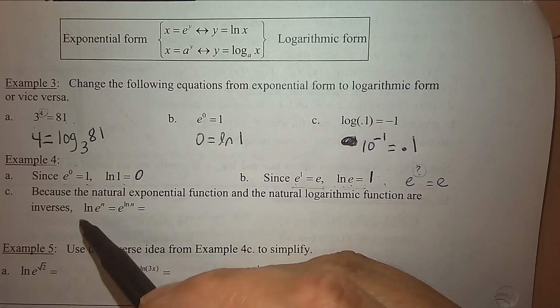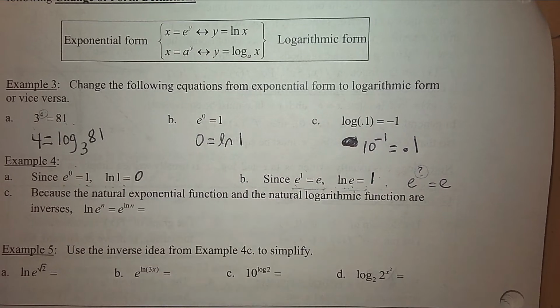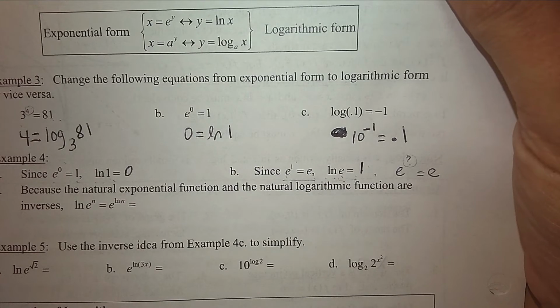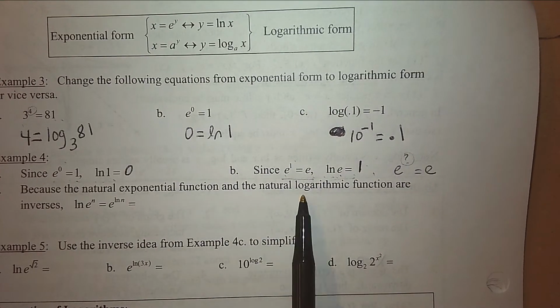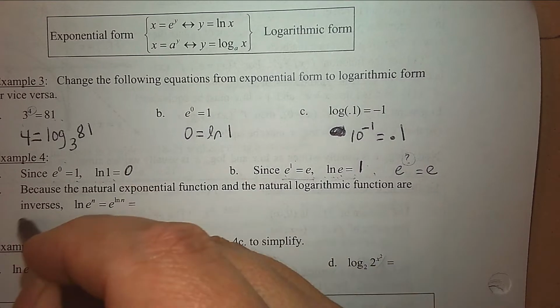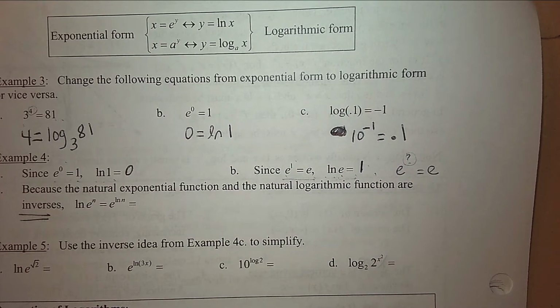And if you see ln 1 or log 1 or any logarithm with a 1 inside, you can take it out and put in what number? 0. That's what it's saying. Because the natural exponential function and the natural logarithmic function are what? So what's a logarithm again?